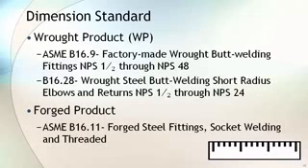Dimensions of the fitting must meet the standard requirement. For butt weld products, dimensions are covered in ASME B16.9 and B16.28. B16.9 covers factory-made wrought butt welded fittings for sizes half inch to 48 inch. And B16.28 covers short radius elbows and returns for sizes of half inch to 24 inch. For forged fittings, dimensions are covered in ASME B16.11.